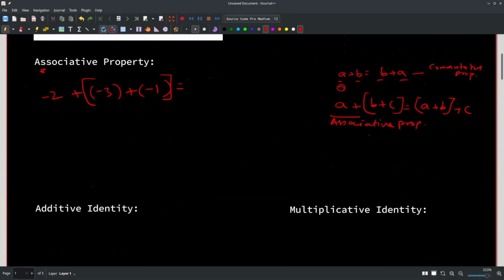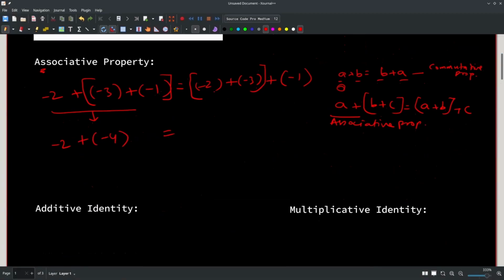So according to the associative property, we have the first number plus the whole of the second and third numbers. Now we're going to take the first two numbers, which is -2 plus -3, together, and then we're going to add the last number, which is -1. So let's solve for this one. We're going to get -2 plus (-3 plus -1), which is going to give you, since you're going back a position, -4.